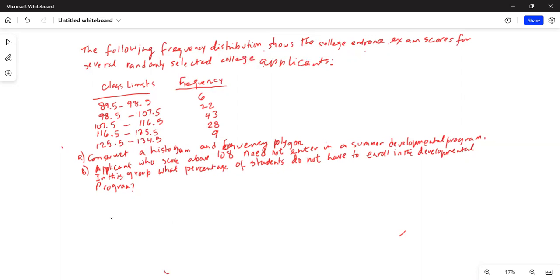Let us reproduce the data here. So class limits, then we will give some space, class midpoints. Midpoints is short form of middle points, which is the center of each class. Then frequency. And we will also do a column for relative frequency.